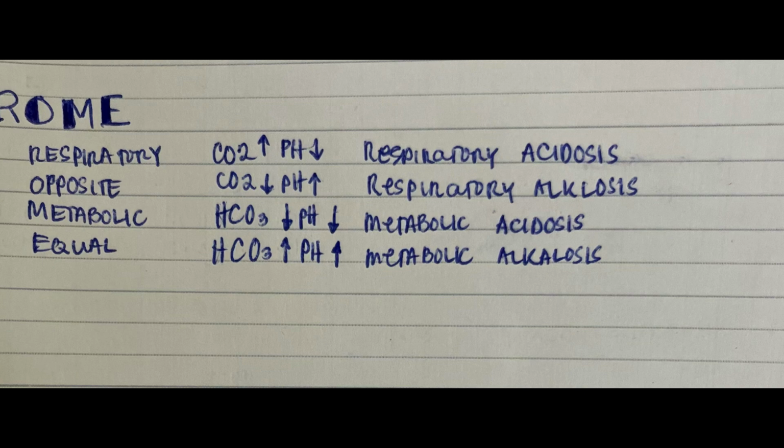If it's metabolic, we have to look at bicarbonate and pH. So let's say bicarbonate is decreased and pH is decreased, it means that they are equal. That will be metabolic acidosis. Metabolic because they are equal, and acidosis because the pH value drops. Another example is when HCO3 is up and pH is up. Since they are equally up, both of them, that will be metabolic. Alkalosis because the pH is higher than the normal value. So that's going to be metabolic alkalosis.